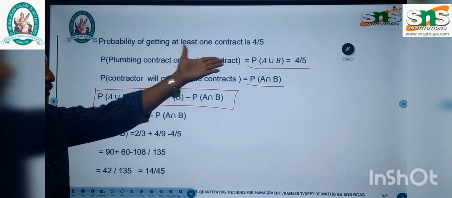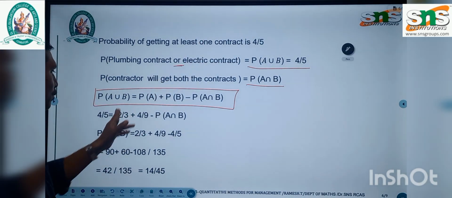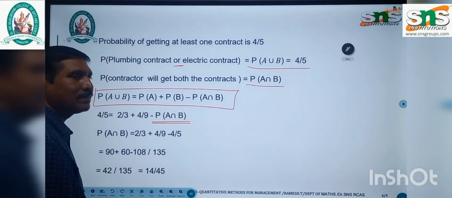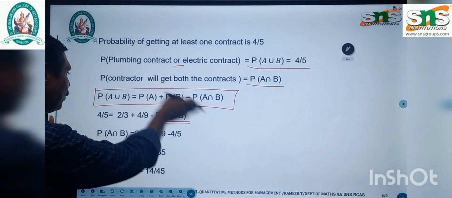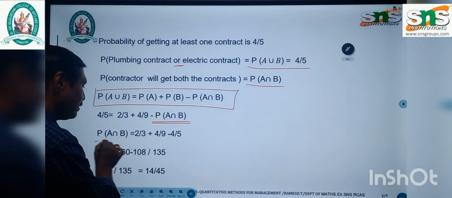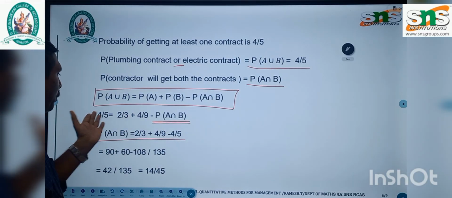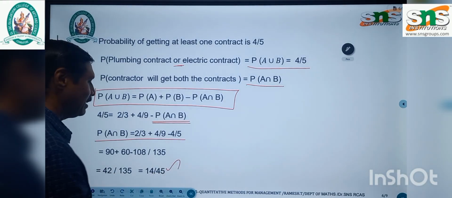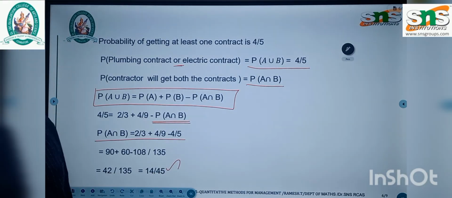We know probability of A union B is 4 by 5, probability of A is 2 by 3, and probability of B is 4 by 9. We find probability of A intersection B. So probability of A intersection B is 2 by 3 plus 4 by 9 minus 4 by 5. Take this 4 by 5 to the right hand side, then reduce it. You get the answer 14 by 45.